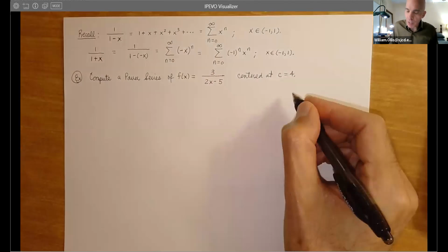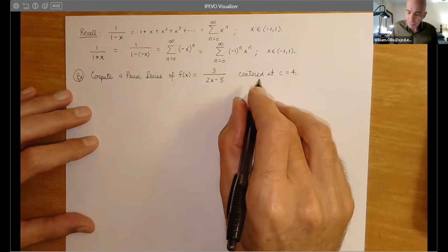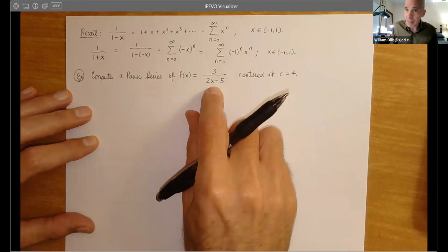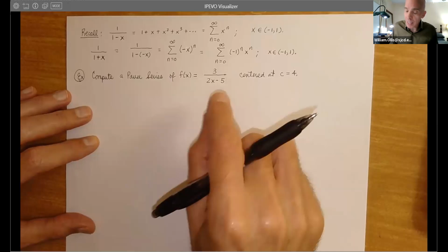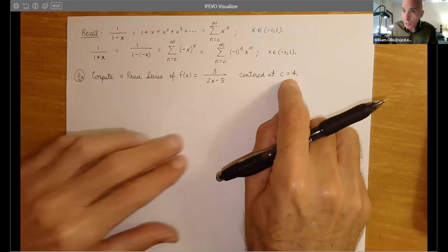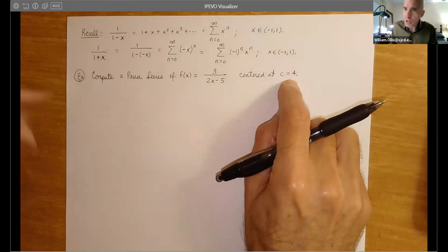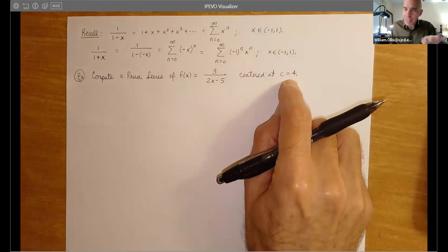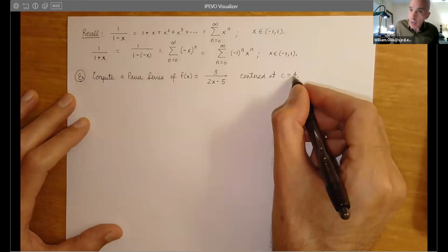Now, the reason I want to do this is that I want to introduce the standard technique for doing this. We can clearly rig this to be geometric, but the way we do it is we want to input the new center and then clean it up to get the 1 minus r. So move all the extra to the side and get that 1 minus r, and then we know exactly what r is and we're good to go. So first, introduce the 4 here.